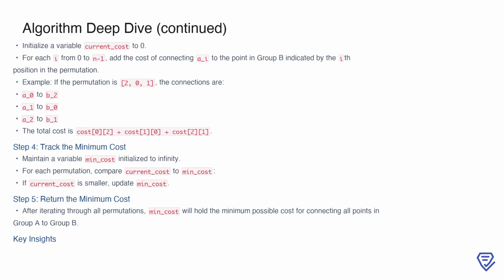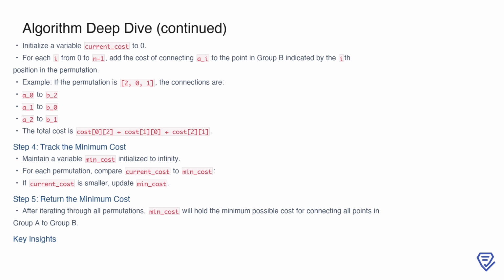To calculate the total cost for a specific permutation, we initialize a variable, current_cost, to 0. Then, for each index i from 0 to n-1, we add the cost of connecting A_i to the corresponding point in Group B, as determined by the permutation. For instance, if the permutation is 2, 0, 1, the connections are A_0 to B_2, A_1 to B_0, and A_2 to B_1. The total cost is then cost[0][2] plus cost[1][0] plus cost[2][1].